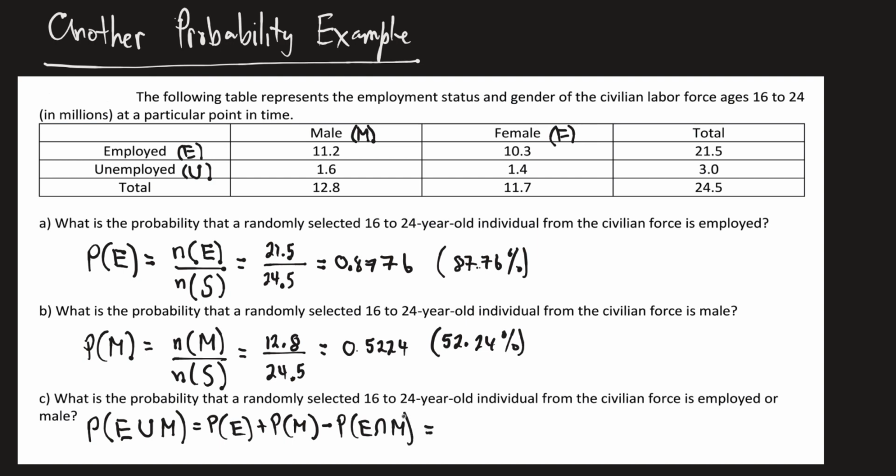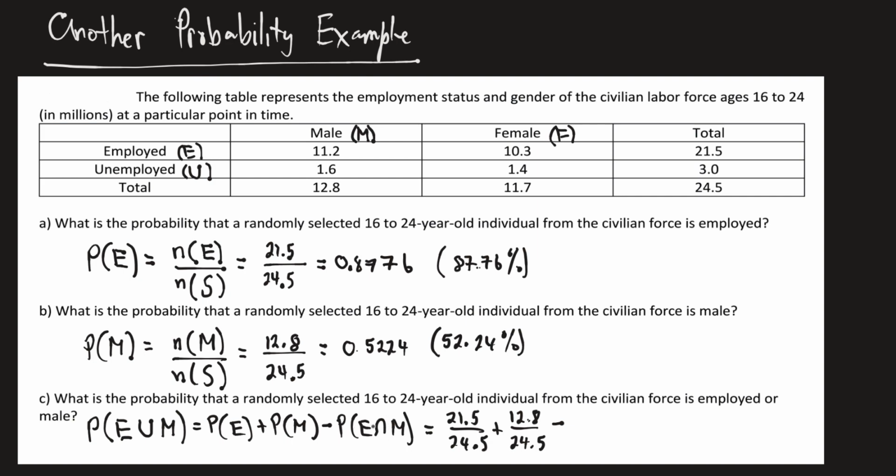All right. Well, look, we already have the probability of E. So I'm just going to write this fraction down. So it's the 21.5 over 24.5 plus, and then we have the probability of M. It's the 12.8 over the 24.5, and then minus, what we haven't found yet is the probability of the intersection.